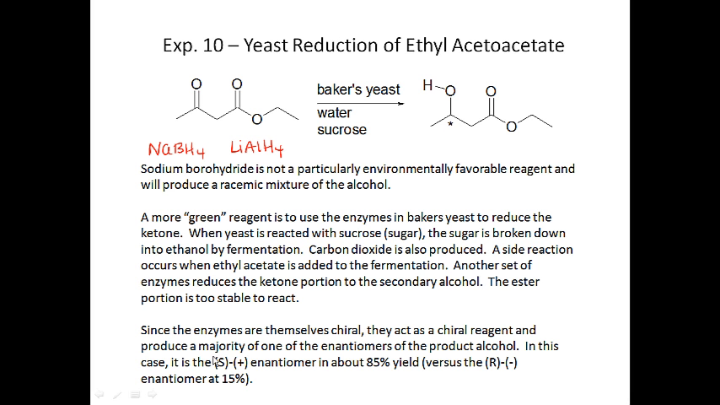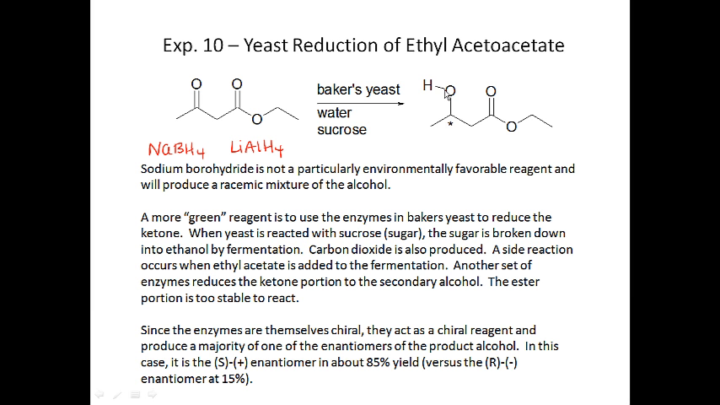And it turns out that the enzymes in the yeast, like most bio-organic reagents, are chiral. They're made up of one enantiomer. And so they act as a chiral reagent in this reaction. And so what you end up with is a majority of one of the enantiomers of the product alcohol that's formed. Now, it's not 100% of one of the two enantiomers.